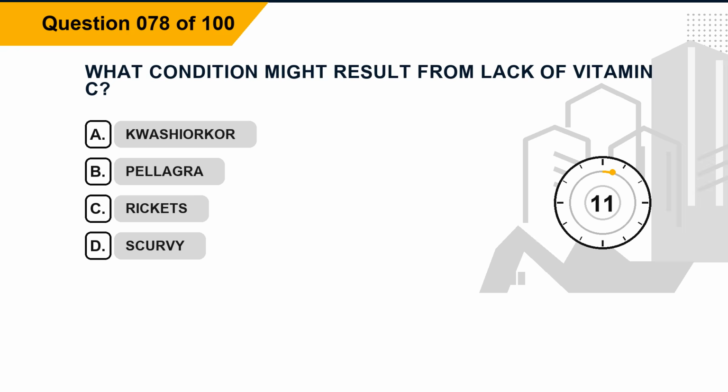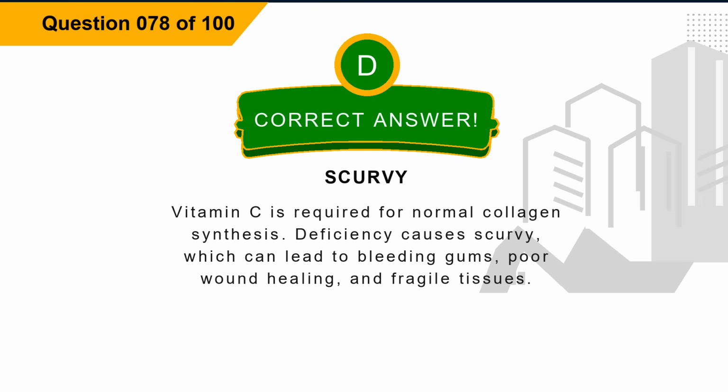Question 78. What condition might result from lack of vitamin C? Option A, kwashiorkor. Option B, pellagra. Option C, rickets. Option D, scurvy. The correct answer is option D, scurvy. Explanation. Vitamin C is required for normal collagen synthesis. Deficiency causes scurvy, which can lead to bleeding gums, poor wound healing, and fragile tissues.